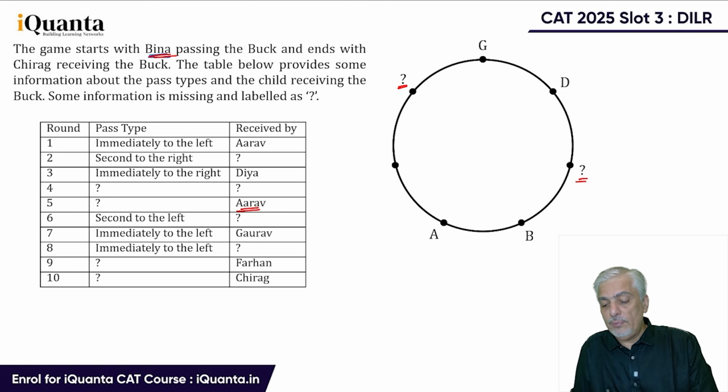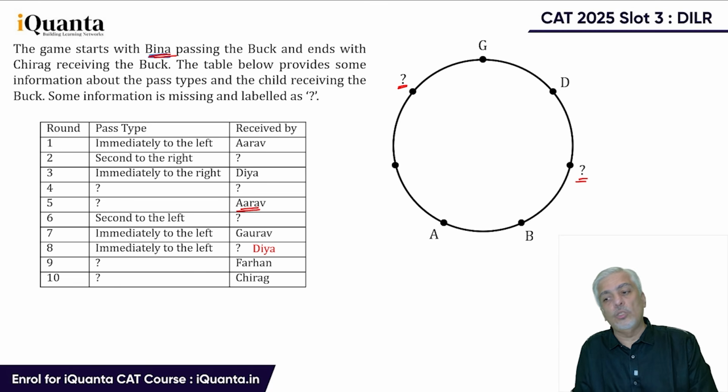So now we have three positions left empty. Gaurav ke baad immediately to the left is a question mark. But we already know Gaurav ka immediate left is Diya. So this question mark is definitely Diya that I got over here. Let's continue. Now, Diya passes the ball to Farhan.